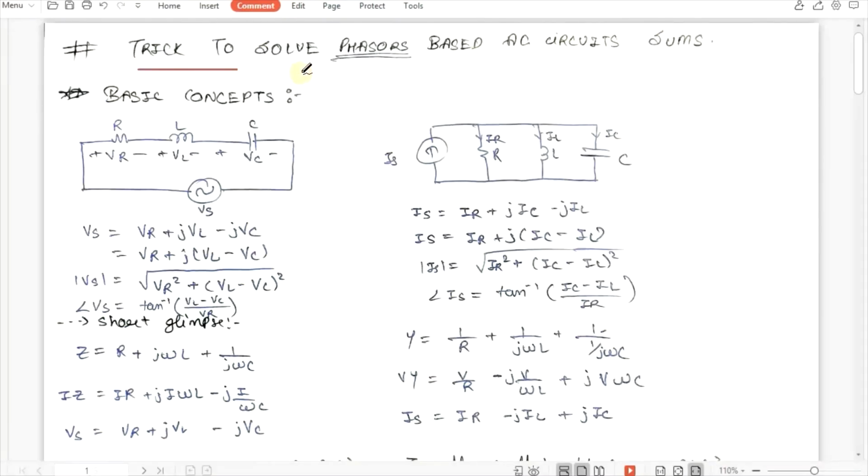Hello friends, today we are going to see the trick by which we can solve phasor based AC circuit sums very easily and very fast. Before we move to the sum, let us see the basic concepts that are required to solve the sum.